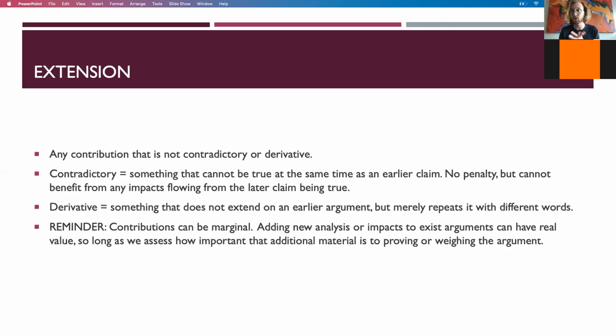So reminder, contributions can be marginal. If you add new analysis or new impacts to existing arguments, that does have a lot of value as long as you assess how important the additional material is to proving or weighing the argument, just like you would if it was claims from the second speaker of a team.